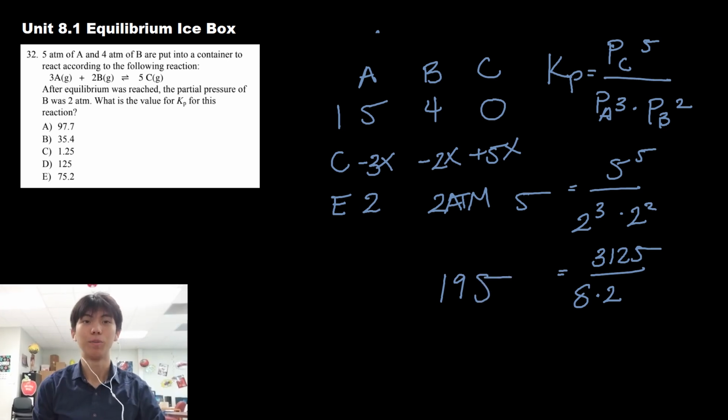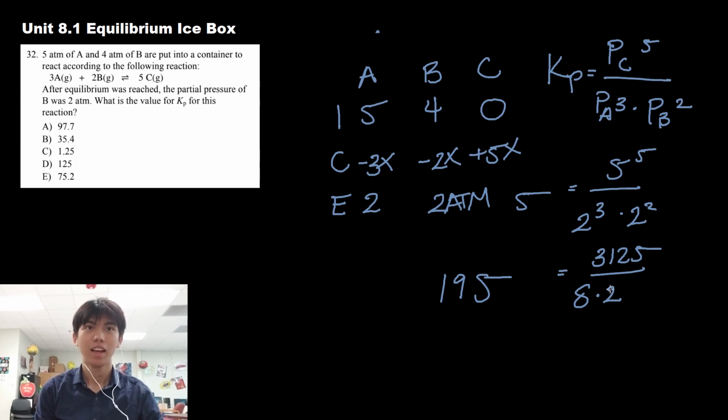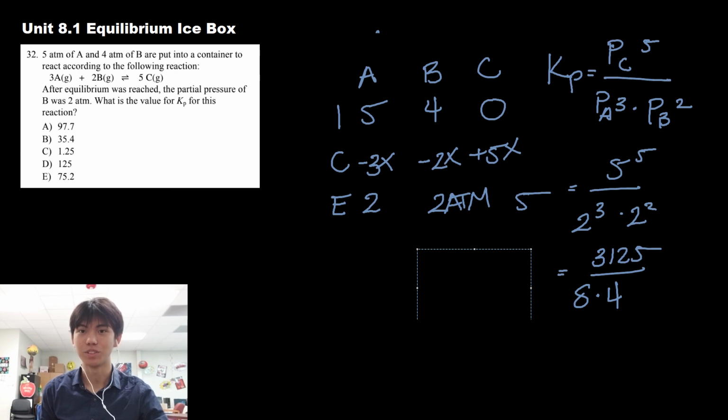Actually, there was a problem in my calculations. I figured 2 to the 2nd power is 2, but it's actually 4. So that number is wrong. What the actual solution is, 3125 divided by not 16 but 32.